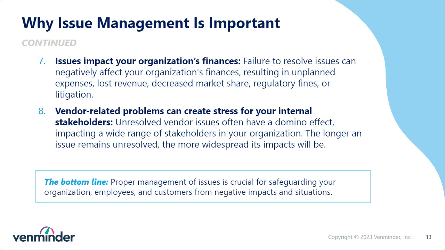And number 8 is when there are unmanaged issues, it causes a lot of stress for your internal stakeholders because unmanaged issues can really have a domino effect and impact more than just that vendor owner or line of business. It can be a lot bigger than that, and the longer an issue remains unresolved, the more widespread its impacts become.